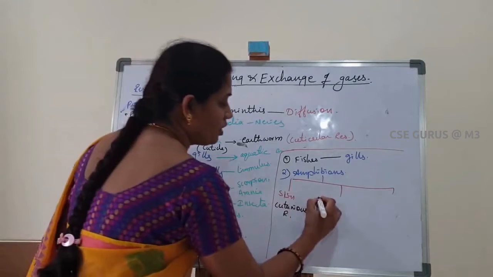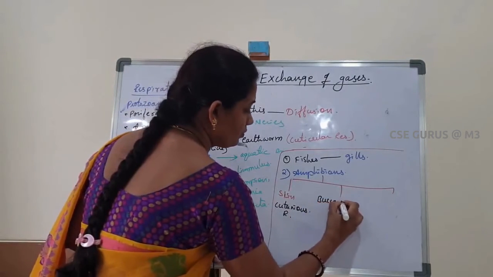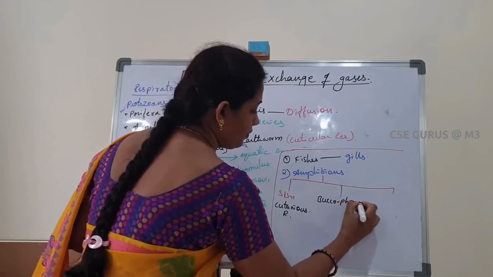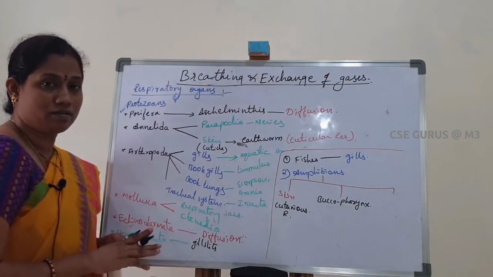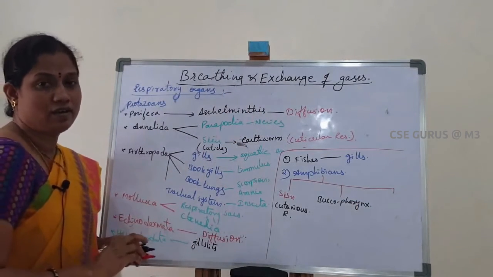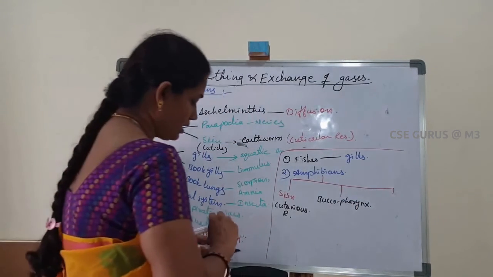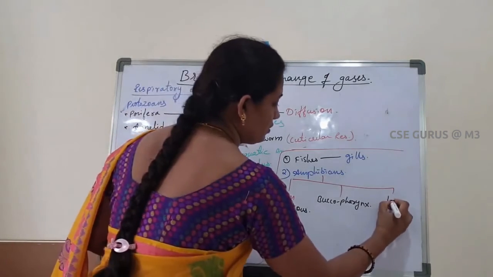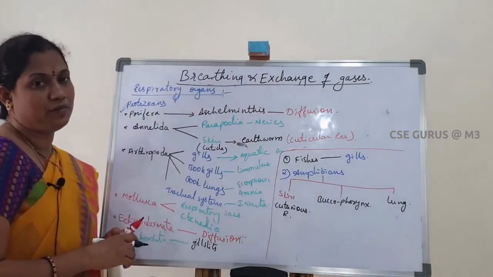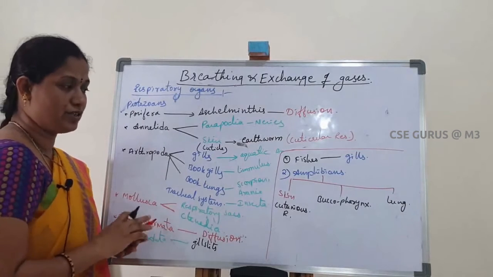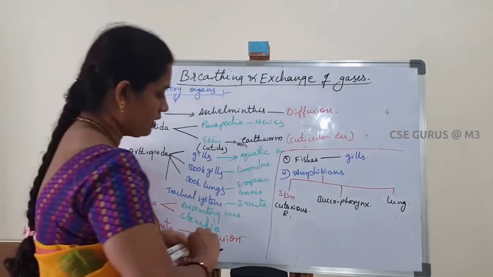Next, buccopharynx, which also helps in the respiratory process. Third one is lungs. That respiration is called pulmonary respiration. So pulmonary respiration also takes place.